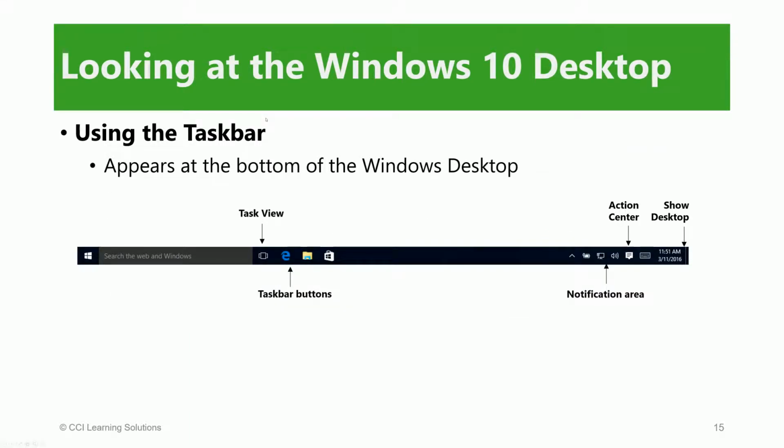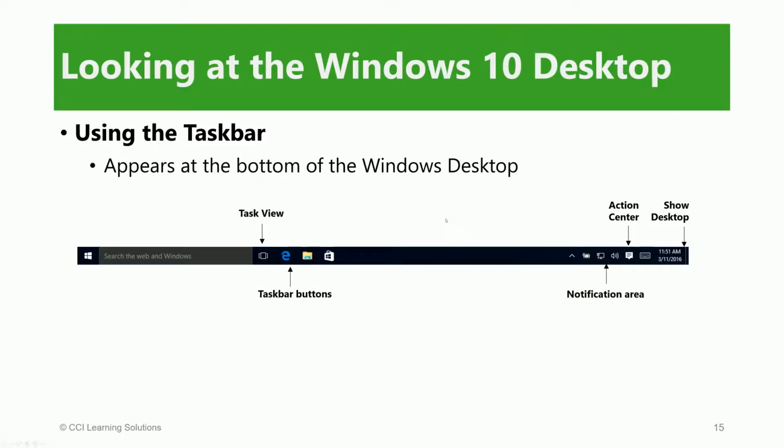Now, the taskbar is typically on the bottom. It doesn't have to be, but that's the default location. So you have your task view, you have the taskbar buttons, you have your notification area, the action center, and then the show desktop.